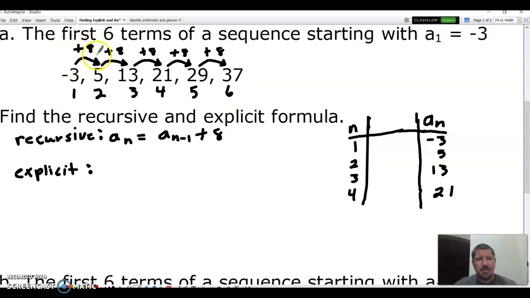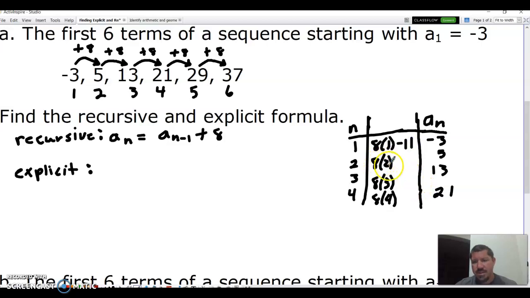This common difference is actually what we're multiplying each of these by. So this is 8 times 1, 8 times 2, 8 times 3, 8 times 4. Then I also have to figure out how to get to here. So 8 times 1 is 8. How do I get to -3? I subtract 11.